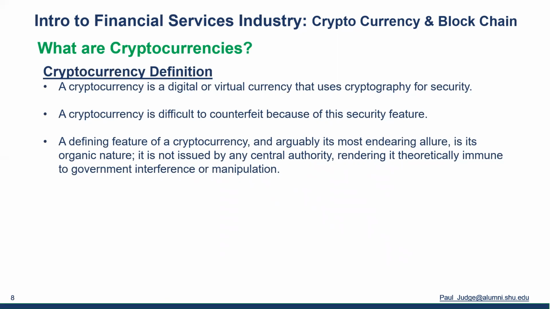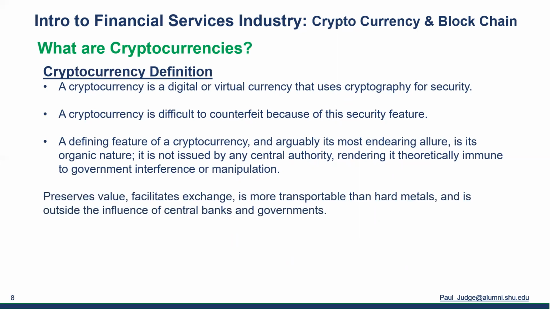Your US dollars are issued by the US government through the Treasury, right? Nations issue currency: yen, won, dollars, pounds, euros. There's a central authority. In the case of the euro, it would be the European Union, right? So in cryptocurrency, there is no central authority issuing the currency.